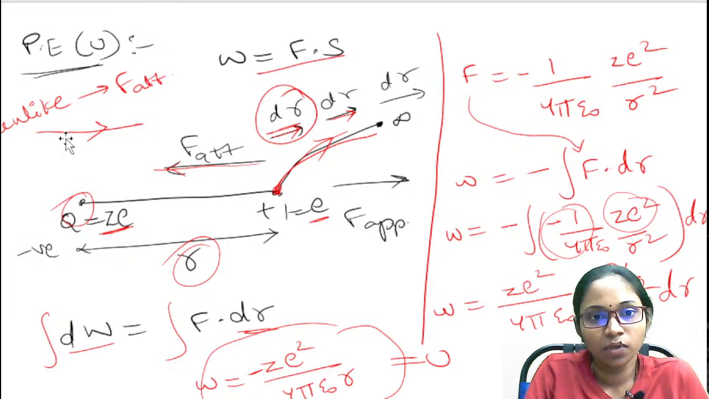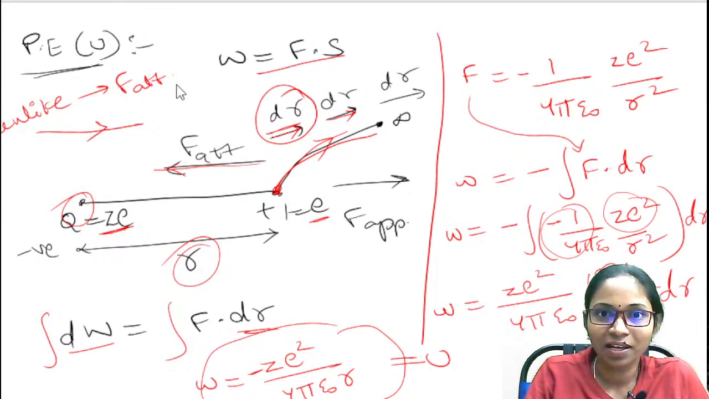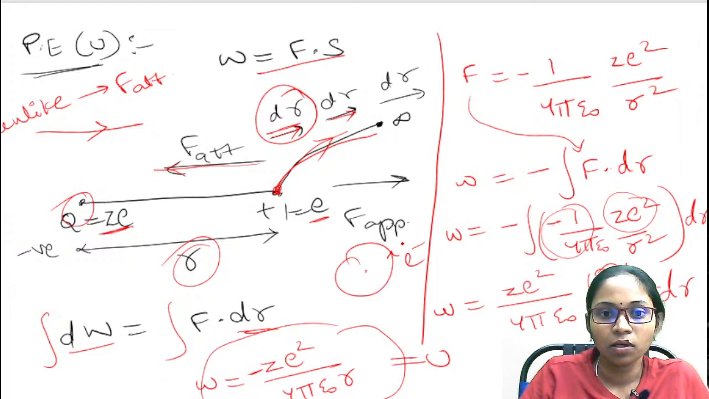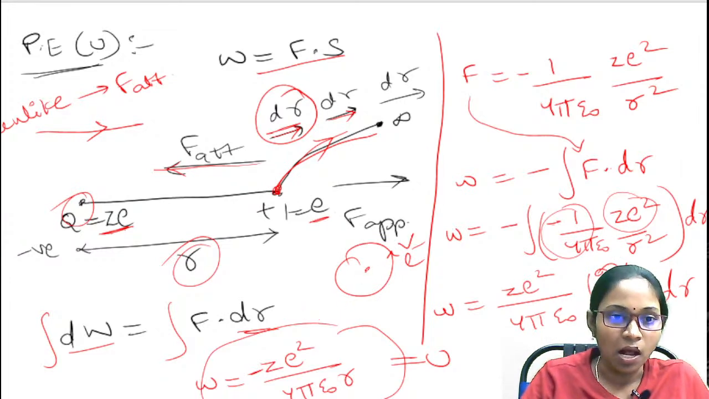So in this way we had found out the potential energy of an electron which is revolving in an orbit, that too in a circular orbit. The electron is revolving in a circular orbit with velocity v. And I hope your doubt is clear.